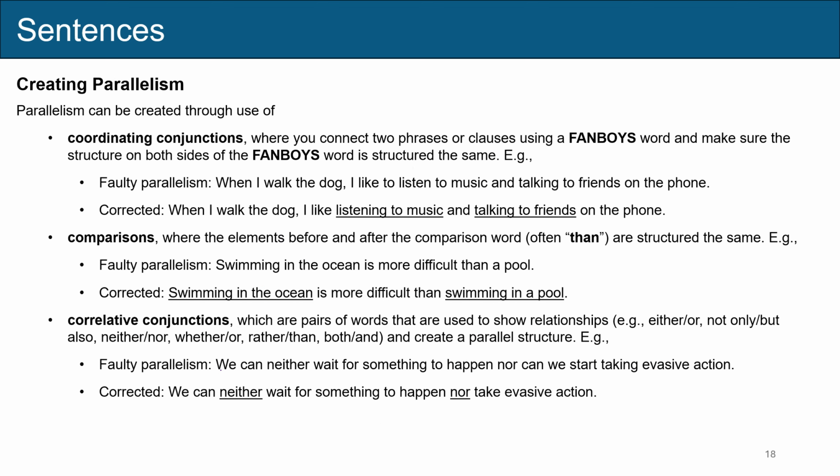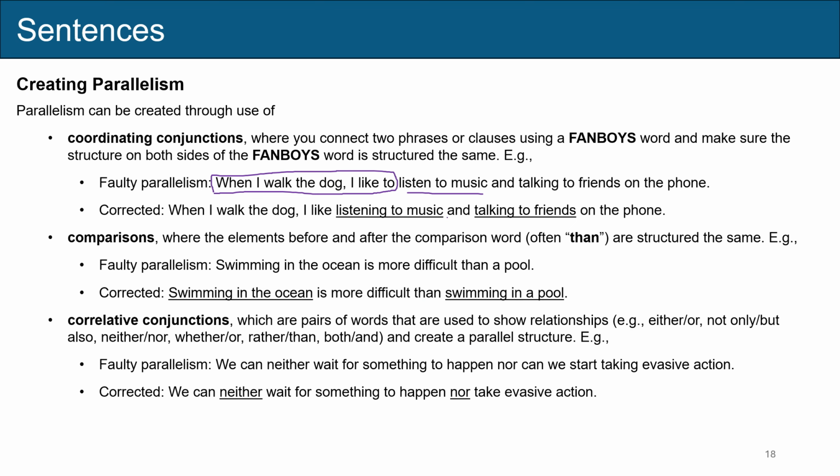Now there's some different ways that we can help to create parallelism within our writing when we're listing things or making comparisons. So in this first one here, we're going to show the example of using FANBOYS to structure it. When I walk the dog, I like to, so this is the root of the original: I like to listen to music. I like to talking to friends on the phone. So the second part there doesn't sound as consistent. So we want to make that structure more consistent between each other. When I walk the dog, I like listening to music and talking to friends on the phone.